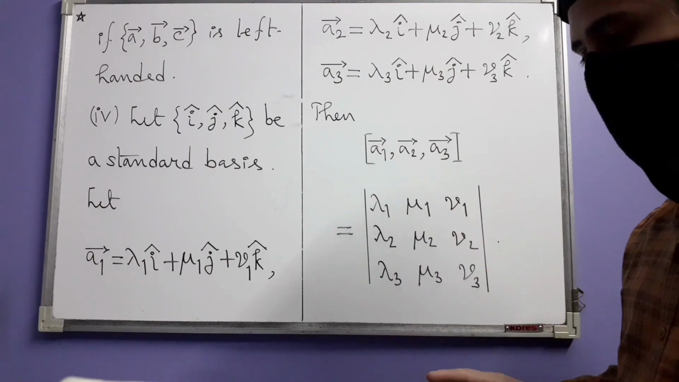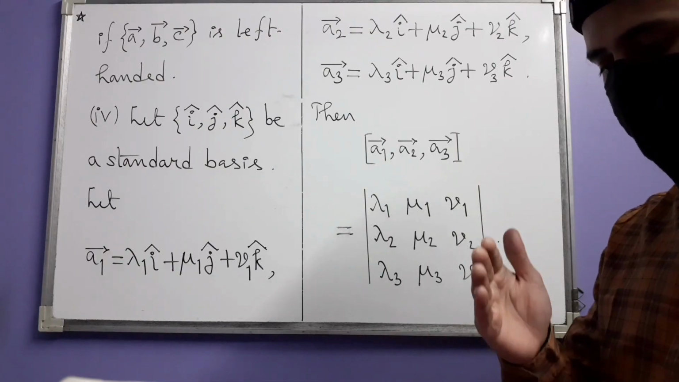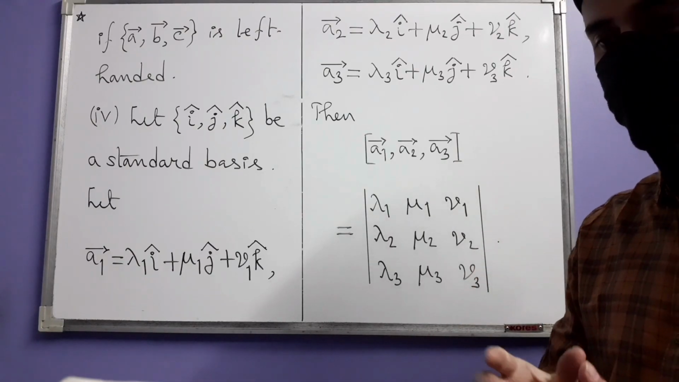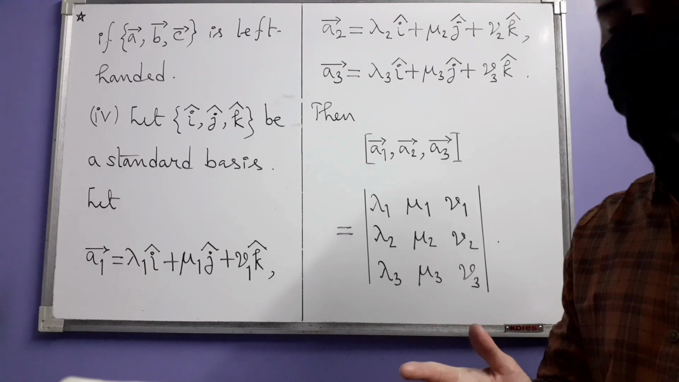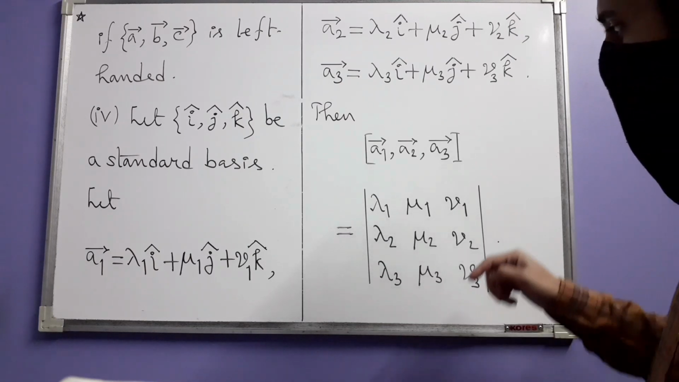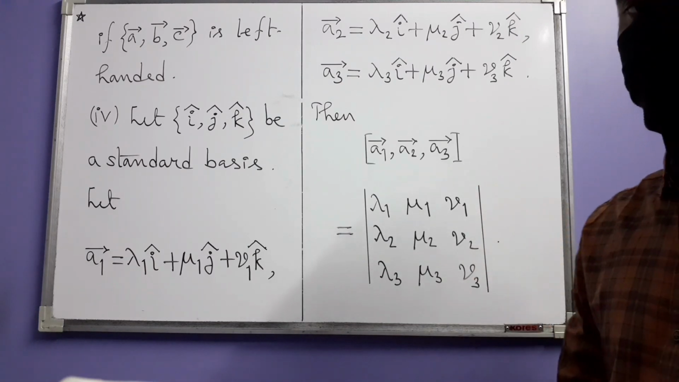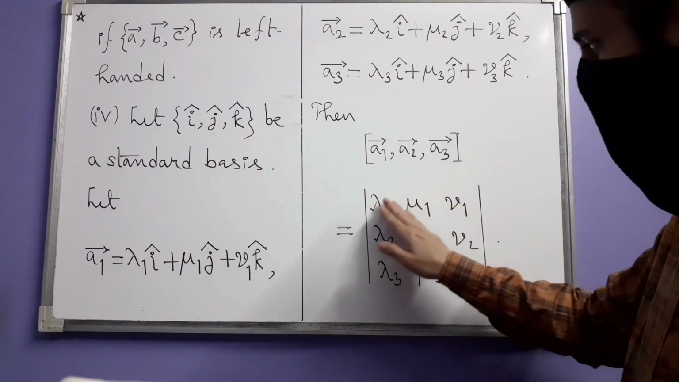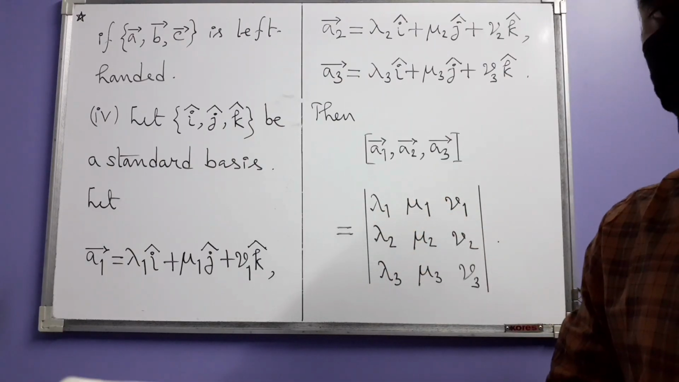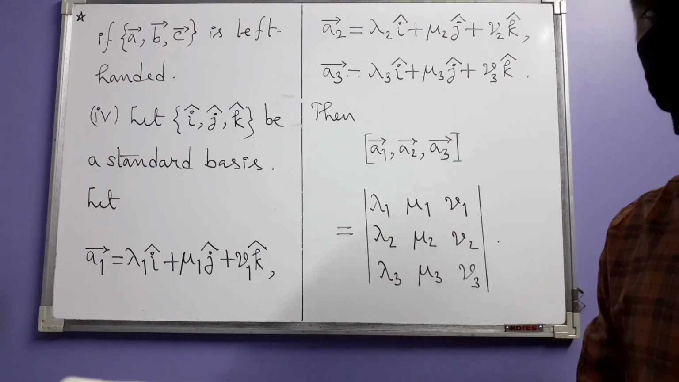Unlike the determinant expression for the vector product of two vectors, which is only a notation and a memory aid, this is a legitimate determinant because here we only have real numbers. We no longer have i, j and k.